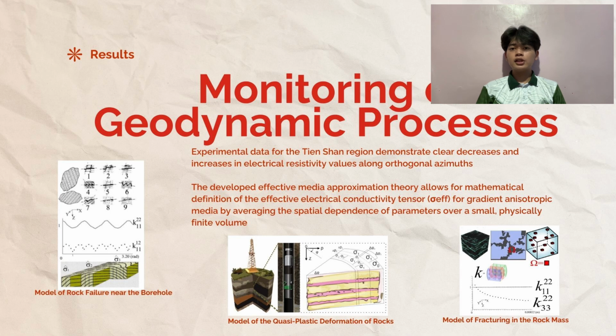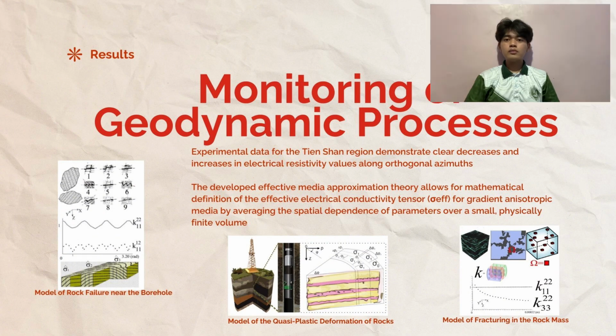These results suggest that anisotropy, or not just the amount of resistivity, but how it differs by direction, is a powerful indicator of underground stress and change. To understand how resistivity changes under stress, the researchers created 3 rock deformation models. First is the fracturing model, which simulates how rock breaks under stress.